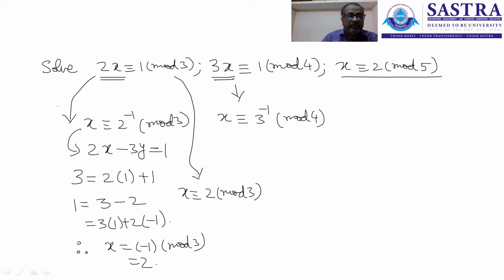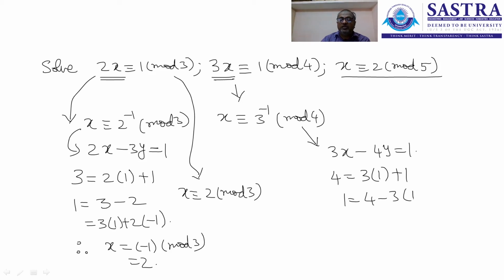Very simple, because the inverse of 2 is 2. So 1 by 2 will be rewritten as 2, because I have calculated this. So I'll have x congruent to 2 mod 3. The same is the process here. I can rewrite this as 3x minus 4y is equal to 1. I will express 4 in terms of 3: 3 into 1 plus 1, or 1 is equal to 4 minus 3 into 1. As usual, here x is minus 1 mod 4, which would be 3.